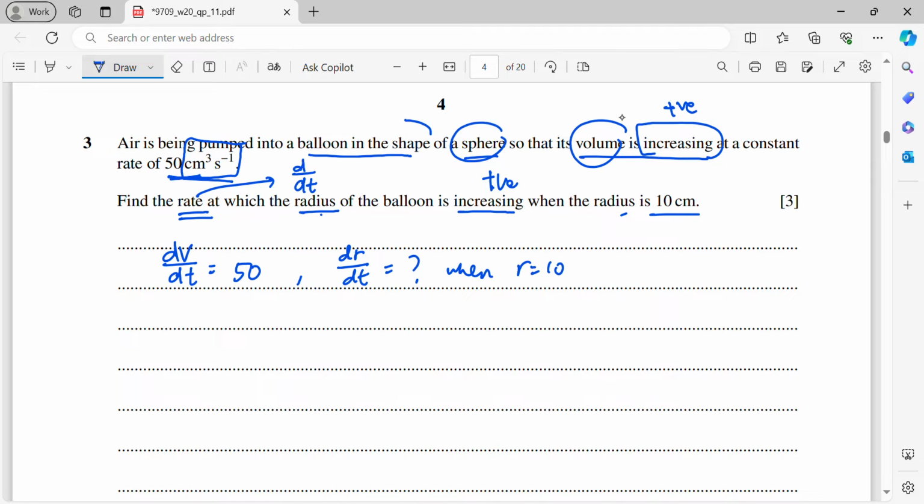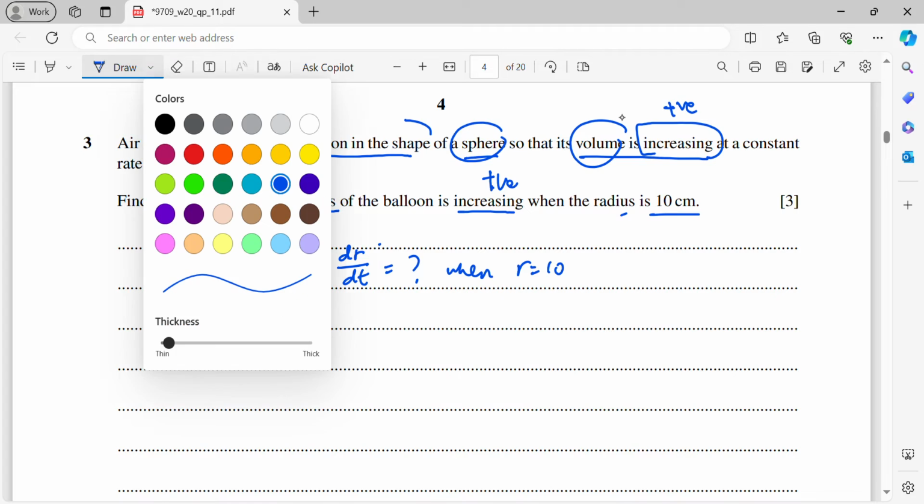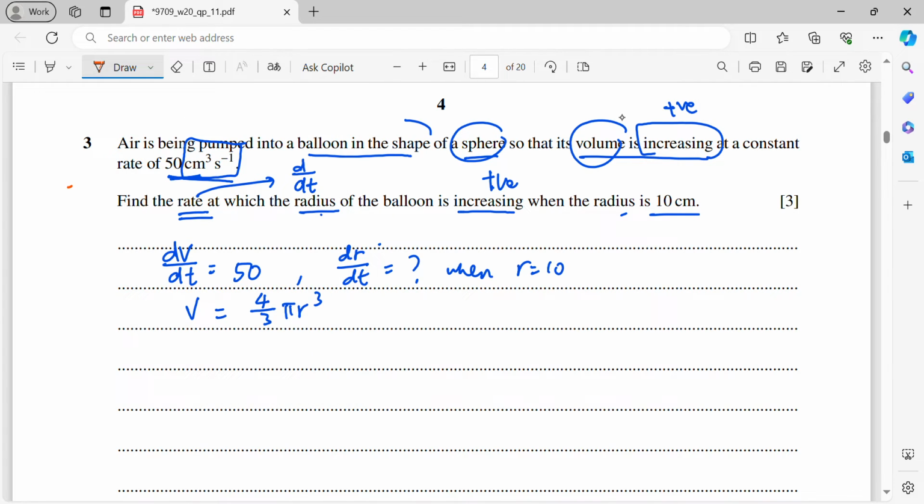Okay, so first of all, we need to find out the volume of the sphere first. So for the volume of a sphere, it is 4 over 3 pi r cube. Okay, now to get the dr dt, we need to refer to the chain rule. So the chain rule is basically dr dt equals dr over dV, because here you are given V, times dV over dt, which means now I need to find out dr dt. dV dt is given, then now I need to find out this dr dV. Therefore, I need to find the dV dr first.